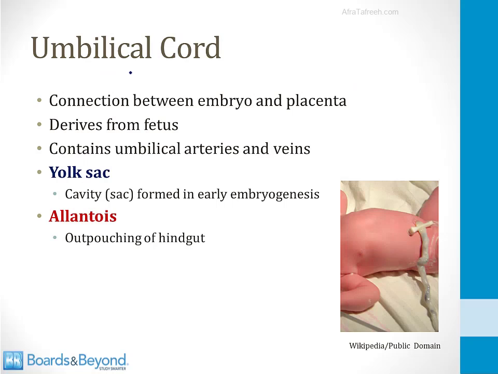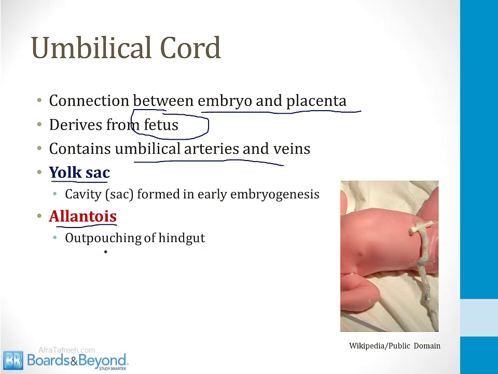Now let's talk about the umbilical cord. The umbilical cord is a connection between the embryo and the placenta, and it derives entirely from the fetus. There is no maternal contribution to the umbilical cord, and it contains the umbilical arteries and veins, and it's what shuttles blood between the baby and the placenta. And it's derived from 2 embryologic structures. The first one is the yolk sac, which is a cavity or sac formed in early embryogenesis, and the second one is the allantois, which is an outpouching of the hindgut.